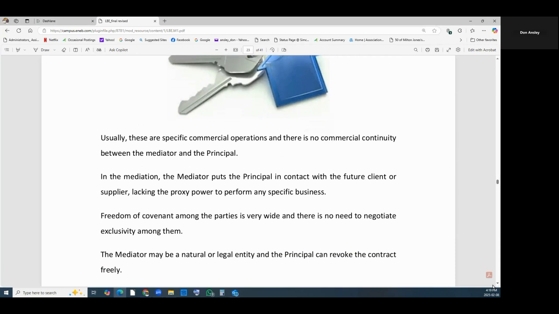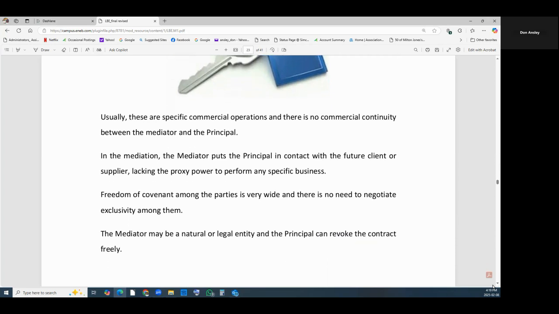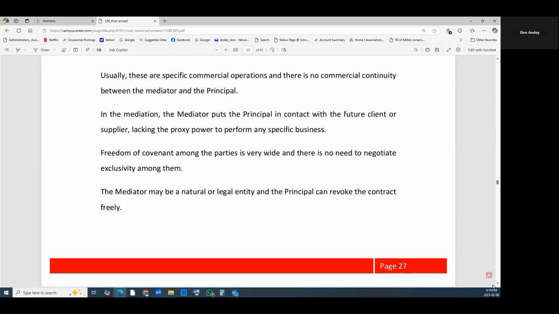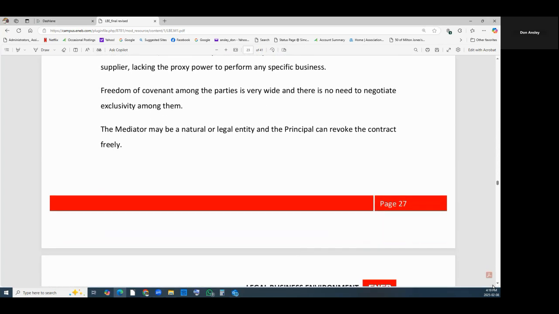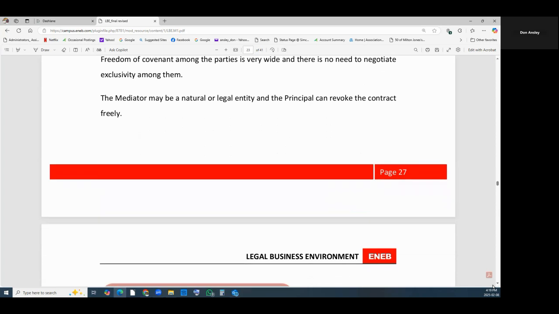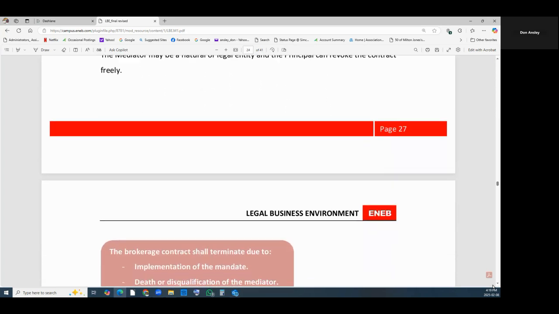Usually these are specific commercial operations, and there's no commercial continuity between the mediator and the principal. And the mediator puts the principal in contact with the future client or supplier lacking the proxy power to perform any specific business. The freedom of covenant among the parties is very wide, and there's no need to negotiate exclusivity with them. The mediator may be a natural or a legal entity, and the principal may revoke the contract freely.